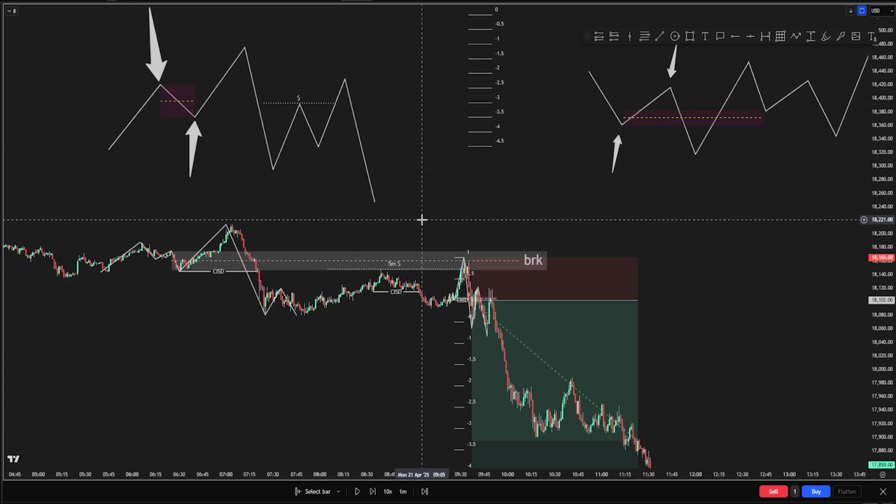And again, that sweepable is for all time frames. So you can have a sweepable on the 1 minute. You can have a sweepable on the 15. You can have a sweepable on the hourly. You can have a sweepable on the 4 hour.